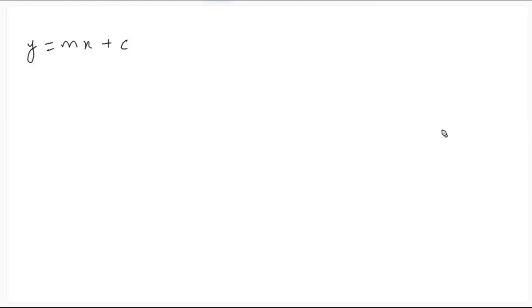ठीक है? अब इसमें ये m और c क्या represent कर रहे होते हैं? That is what we need to understand first. ठीक है? अच्छा, y equals mx plus c. This is the general form of the equation of a line. This is what we know from coordinate geometry.